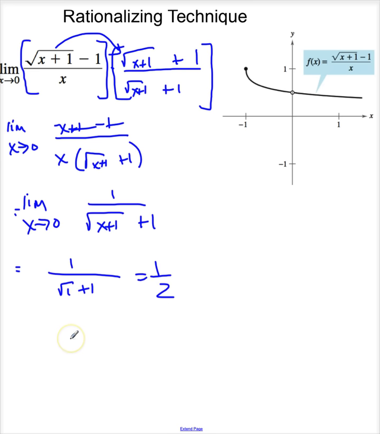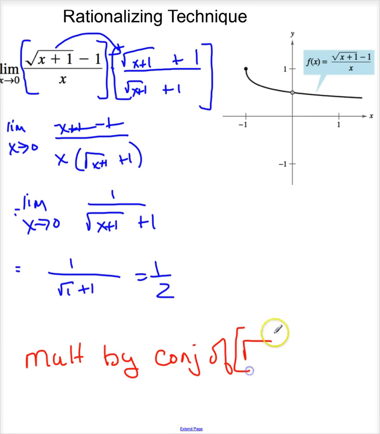It doesn't matter whether your radical is in the numerator or the denominator. The process is the same. You always, and I'm going to write this in red, multiply by the conjugate of whatever has a square root in it. Okay? Good luck.